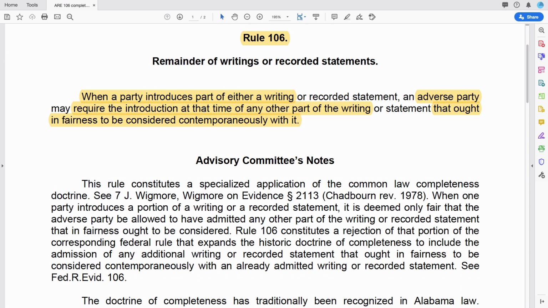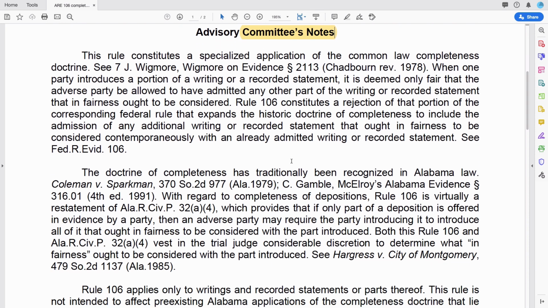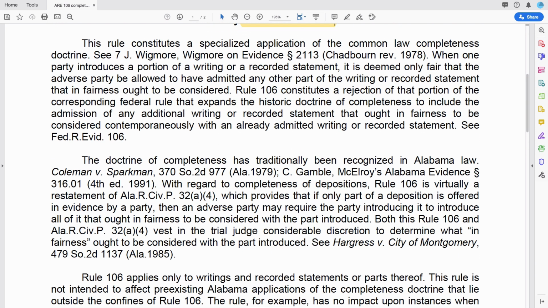Okay? And so most judges, particularly if they're maybe in their 50s or 60s or 70s, that's how they know it. The Completeness Doctrine just means you put in part of a document, and the other side could say, no, put in the complete document. So let's look at these committee notes. This is not part of the rule, but it explains the rules, and these have a lot of weight.